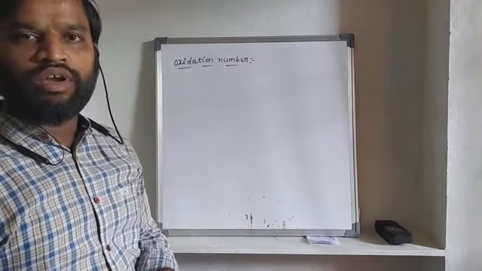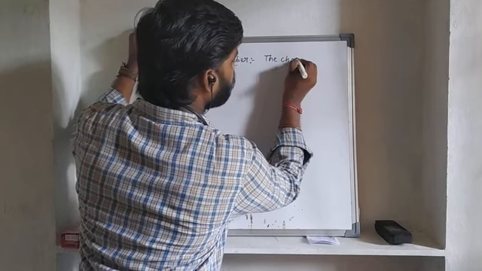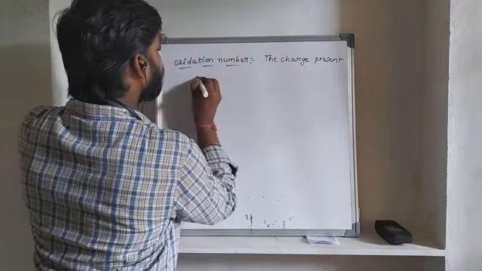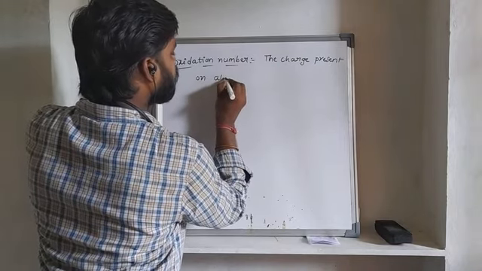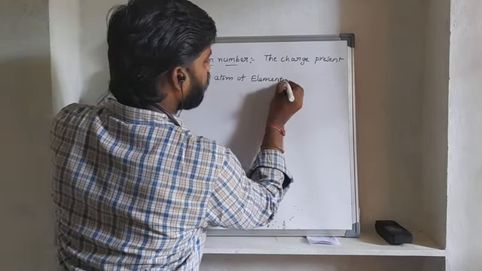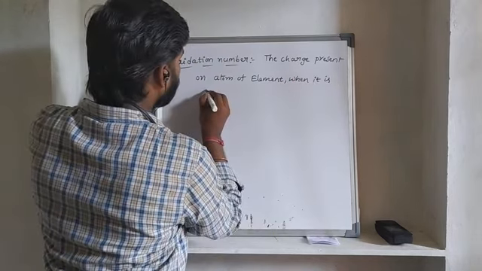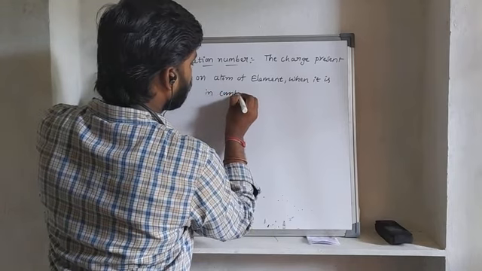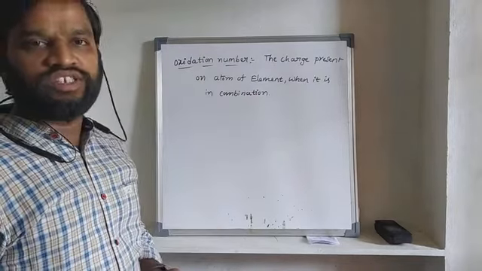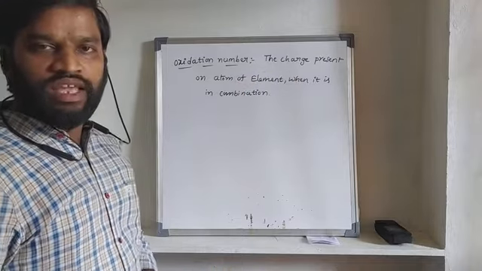What is oxidation number? Oxidation number means the charge present on atom of element when it is in combination. That is called oxidation number. Oxidation number means the charge present on atom of element when it is in the combination.